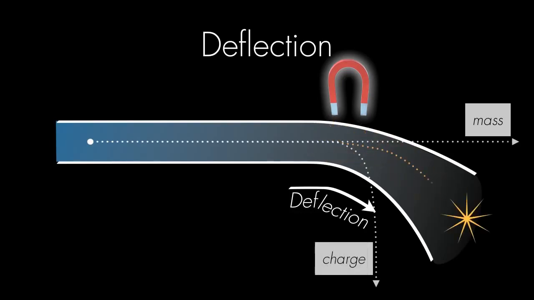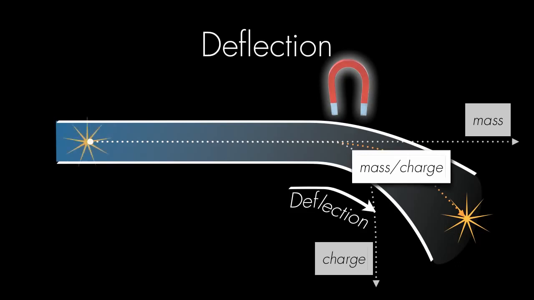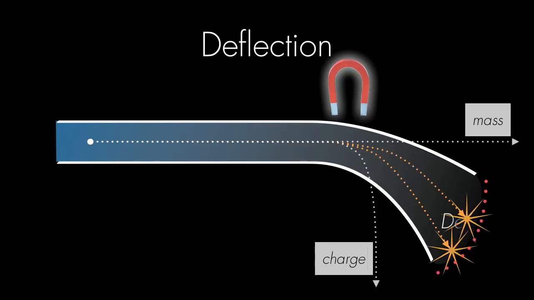The path that the ion actually takes is a result of its mass-charge ratio. A different particle with a different mass-charge ratio will take a different path. And this is what we are actually detecting, different mass-charge ratios.